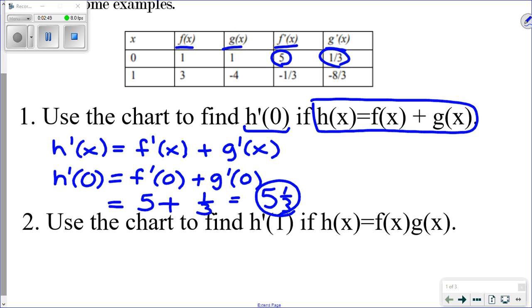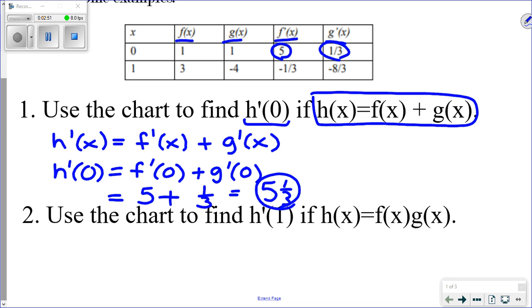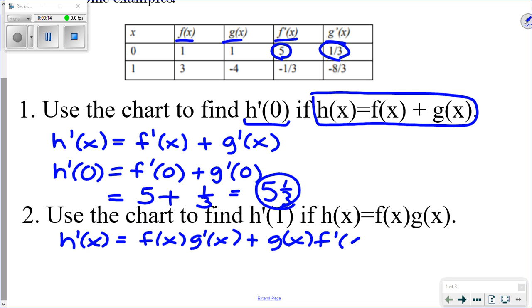Okay, let's look at number 2. We want to use the chart to find h prime of 1 if h of x is equal to f of x times g of x. So to find h prime, we have to use product rule. So h prime would equal f times g prime plus g times f prime. That's straight product rule. First times derivative of the second plus second times derivative of the first.